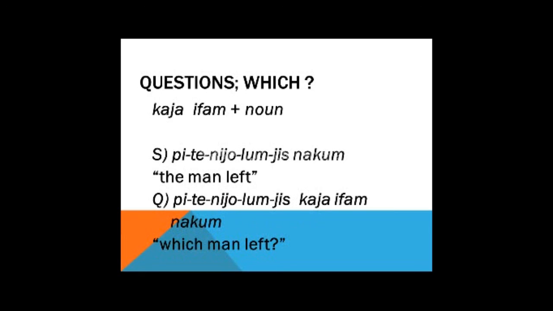Now let's look at which. So the equivalent in Latropeth is kaya yifam plus noun. This doesn't necessarily appear at the end of the sentence. It just appears, the kaya yifam appears before whichever noun we're wanting to specify. So let's just exemplify it.